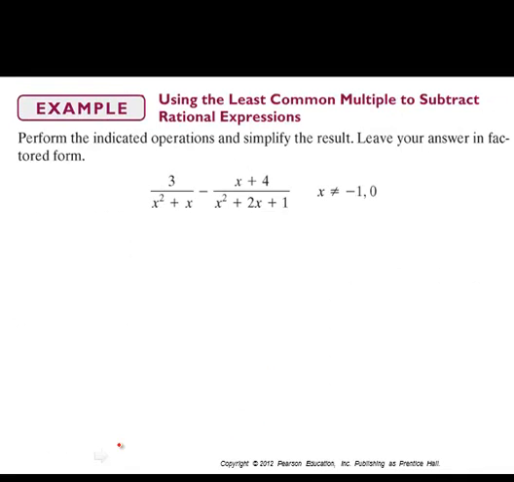Okay? All right. Here's another example of adding two fractions, and in this case we're actually subtracting two fractions. We need to get a common denominator.